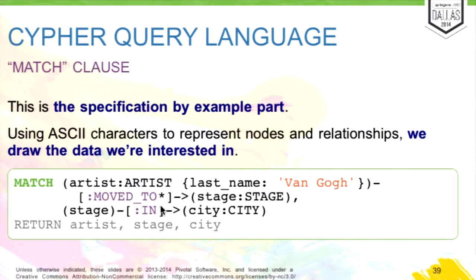For example, an artist moved to a stage, and the stage is in a city. Between the dashes, set off by square brackets and prefixed by a colon, we put the relationship name, MOVED_TO in the example, in the other statement. The less than and greater than signs indicate the relationship direction. In this case, the artist moved to a stage.